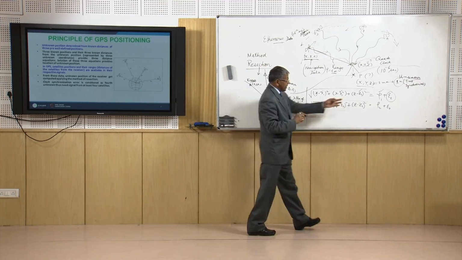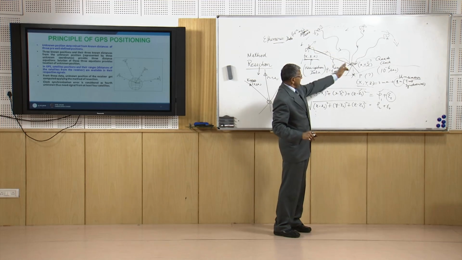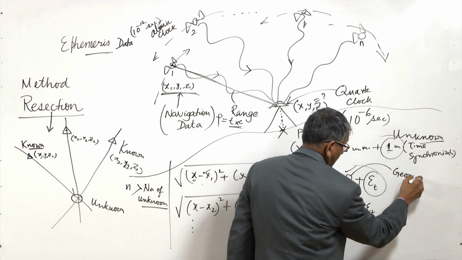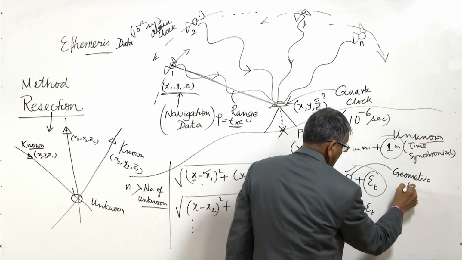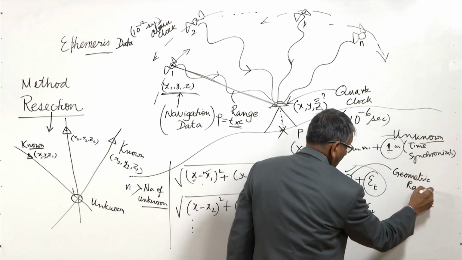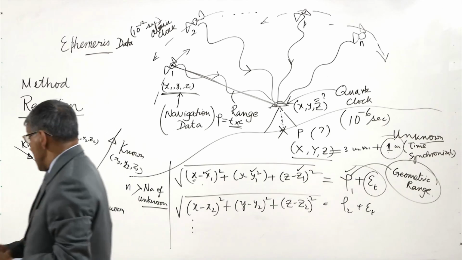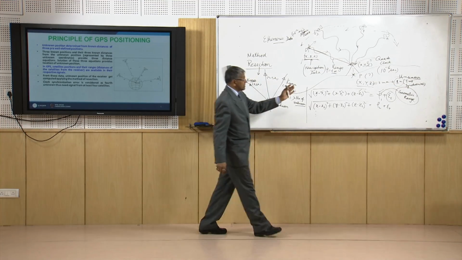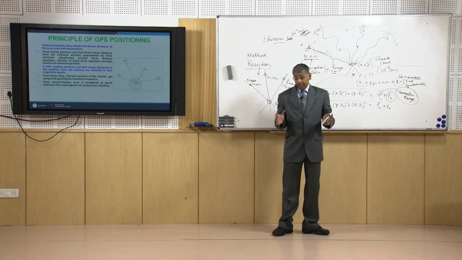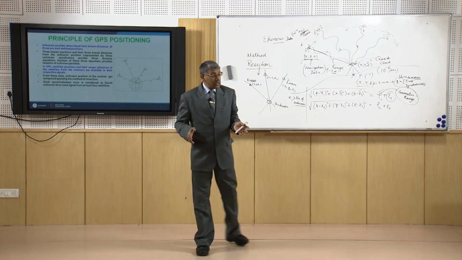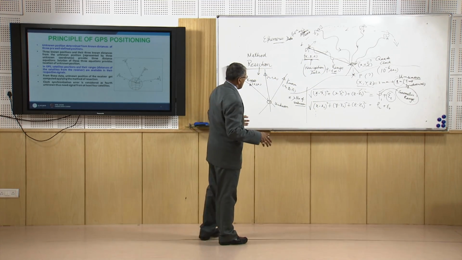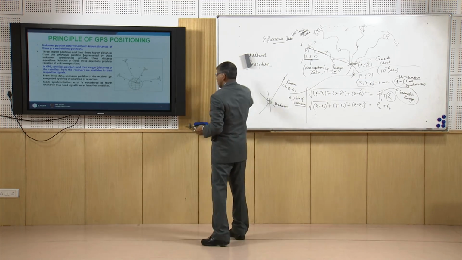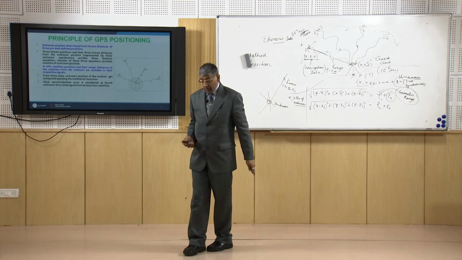Now this GPS observation is the geometric range. Geometric range means the actual distance between the satellite and receiver. So this is what is called the analytical resection method, and that method is being adopted for GPS to find out the position of unknown points. So that is what has been shown here in this figure.